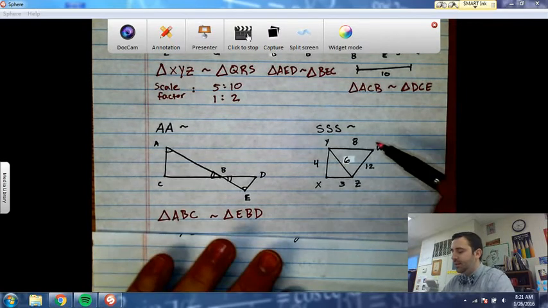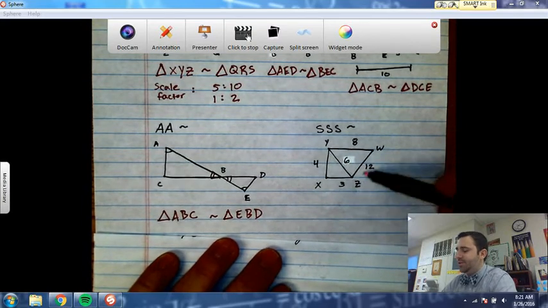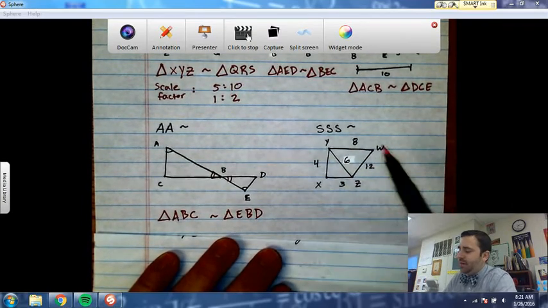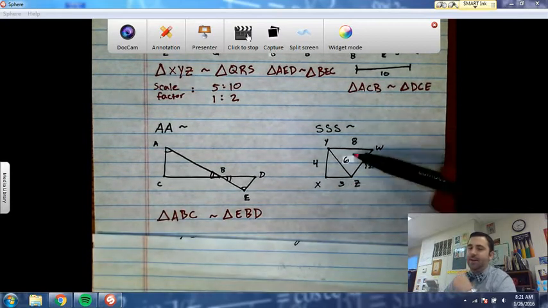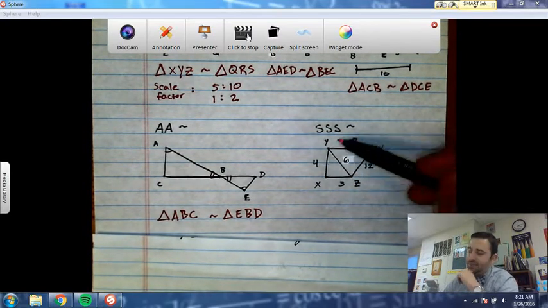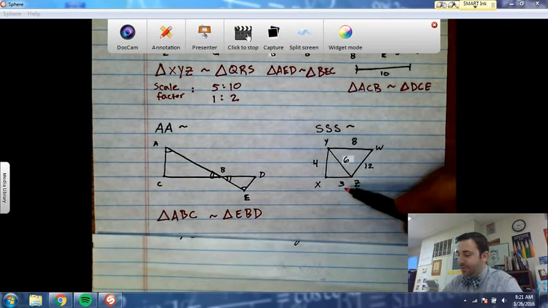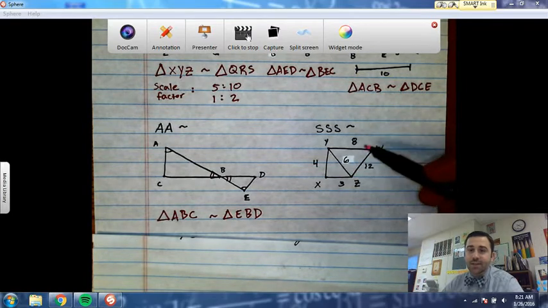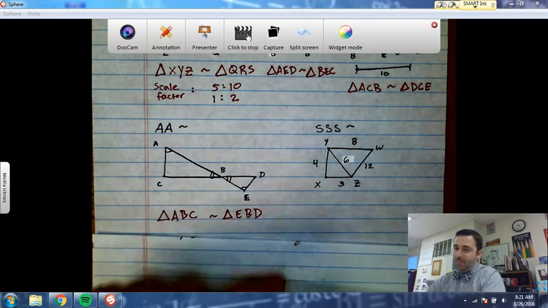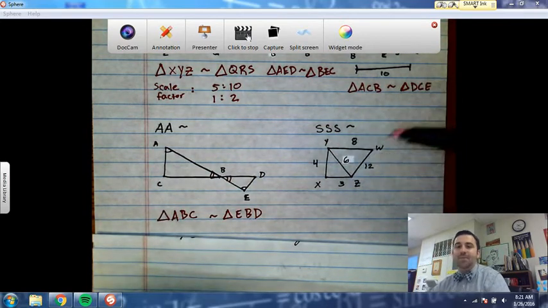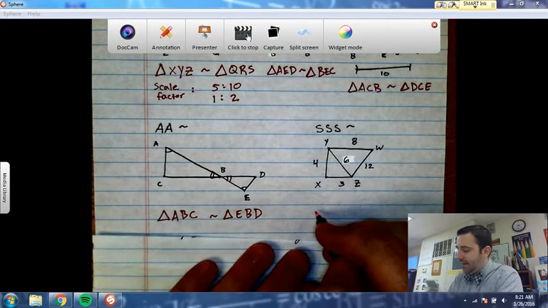The next one, side, side, side. Notice here, I have these two triangles, and 4 and 8, 3 and 6, 6 and 12. Notice this side 6 exists in both triangles. Now 3 and 6 are similar sides, and 6 and 12 are similar sides. If I take these apart, YZ in both triangles would be 6. But since they maintain a scale factor, I can say that they are similar.